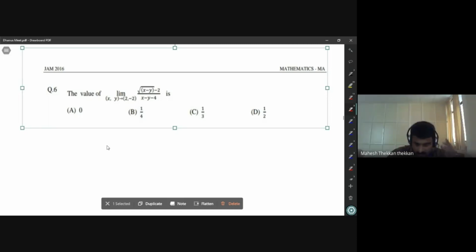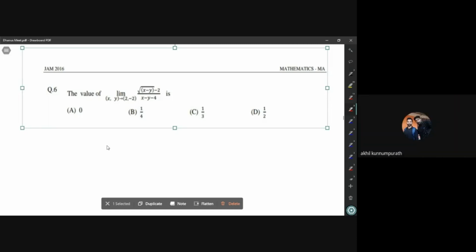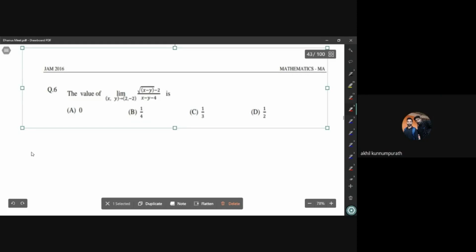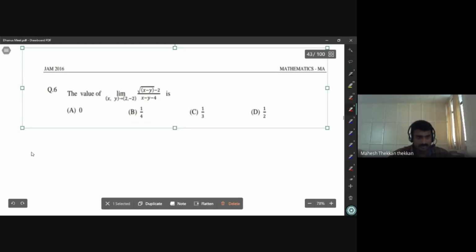Root of x minus y minus 2 into root of x minus y plus 2 is equal to x minus y minus 4. So we can cancel and easily take less. Or you can just convert it to a single variable. That will be better. You just take x minus y as some z.